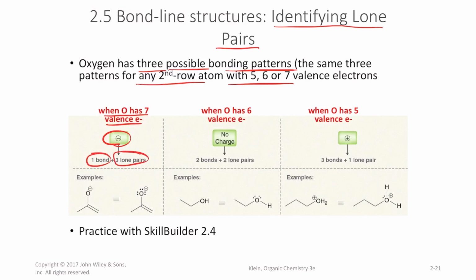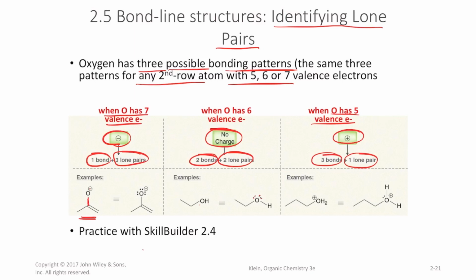When oxygen has 6 electrons, it generally has 2 bonds and 2 lone pairs, which means that there is no charge. And when oxygen has 5 valence electrons, then there are generally 3 bonds and 1 lone pair. That's where you end up with a positive charge. So an example of this is to look at this atom here. This represents oxygen having one bond, and if it has one bond and a negative charge, note that there are 3 lone pairs of electrons. Here there are 2 bonds, so we can directly write that there will generally be 2 lone pairs of electrons on it.